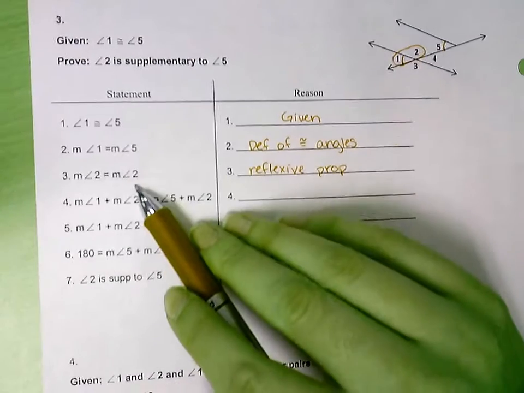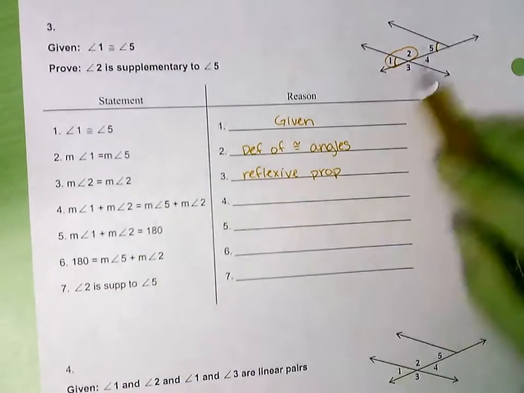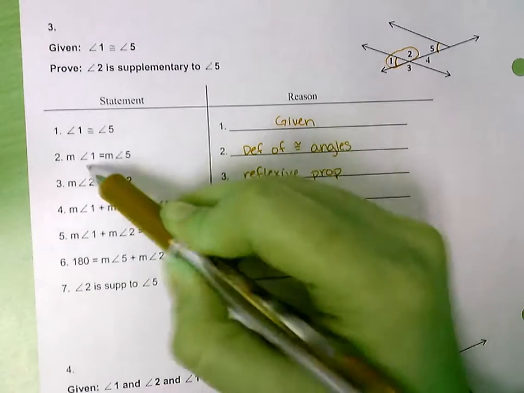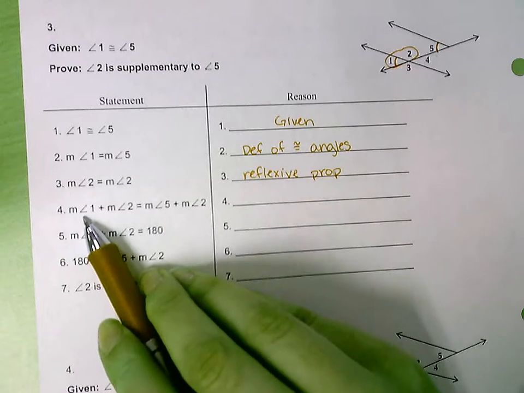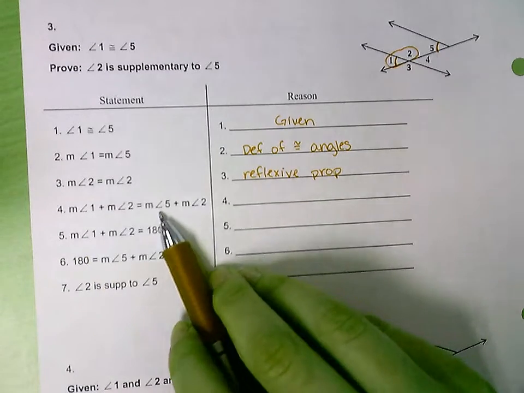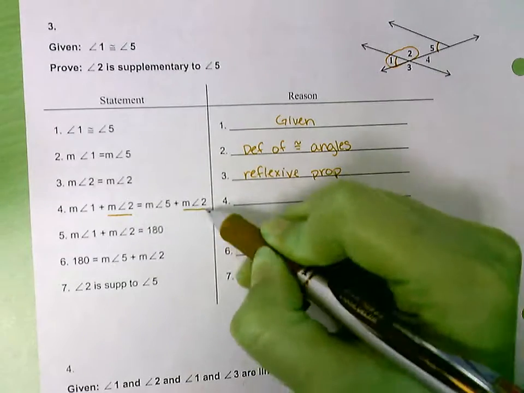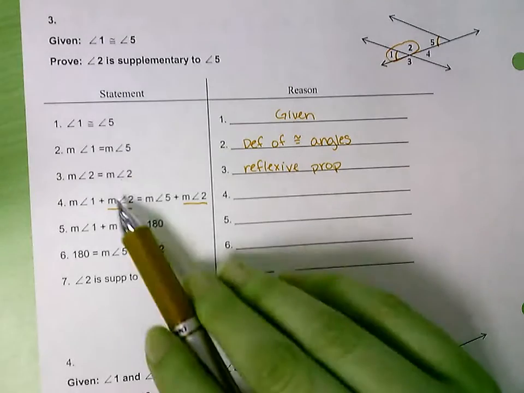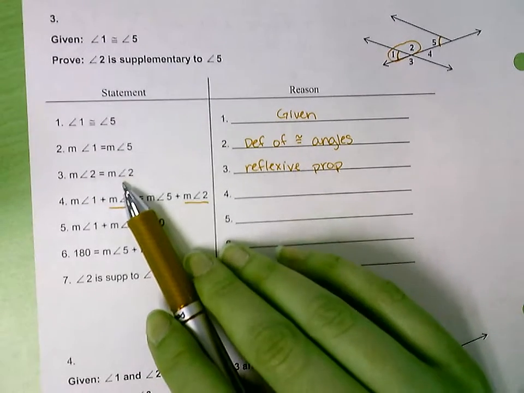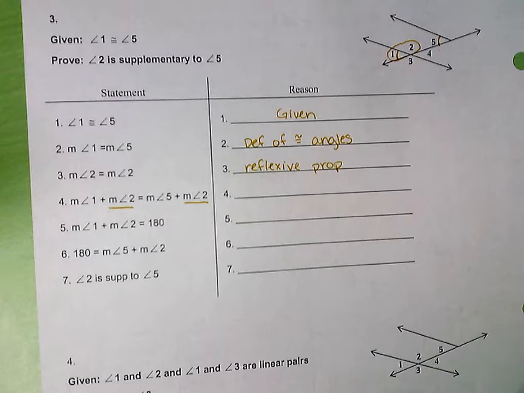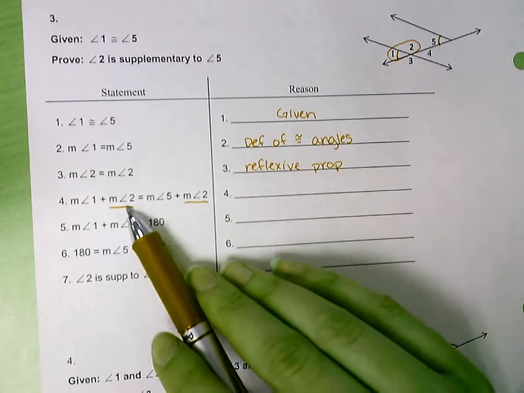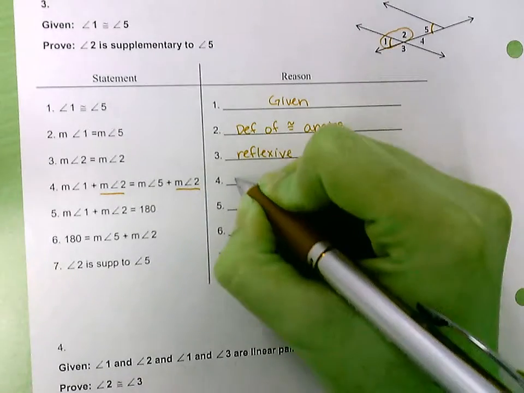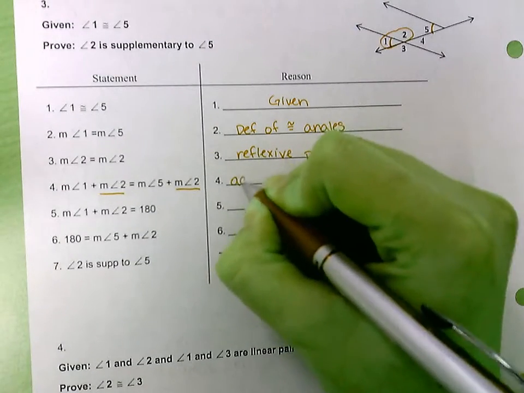Okay, so the reason I'm stating this angle is equal to itself is because in number 4, I'm going from 2, where I said angle 1 is equal to angle 5, but I'm adding on the measure of angle 2 to both sides of that equation. Okay, so I had to state that that was equal to itself before I could add that on. Now, since I'm adding that to both sides of your equation, that is the addition property of equality.